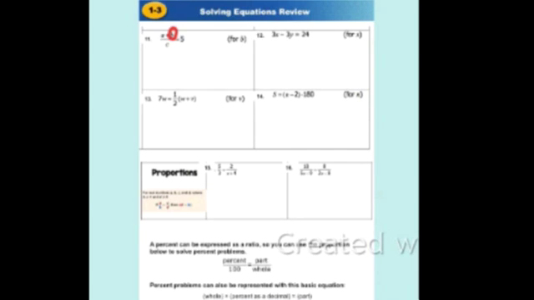So the first thing I want to do is get rid of this c, and so to do that, because it's being divided by c, I could multiply both sides by c, and then what that would do is cancel out that c on the bottom and leave me with just a plus b equals 5 times c.